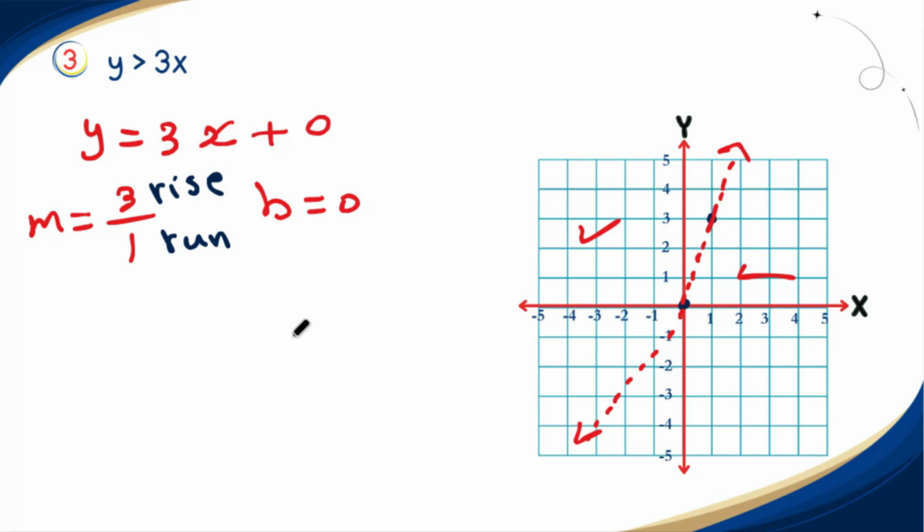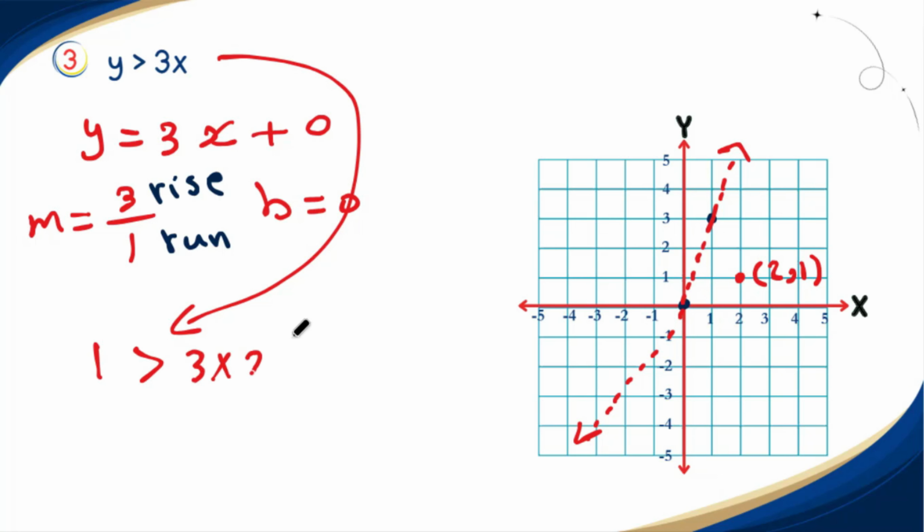Okay, we can choose, for example, this point. This is x equals 2 and y equals 1. Check: x is 2 and y is 1. In this inequality, y is 1, more than 3 times 2, so 1 more than 6. Now, is 1 more than 6? No, this is wrong. This means this point does not satisfy the inequality, so this region does not contain the solution. Then we should shade the opposite region.